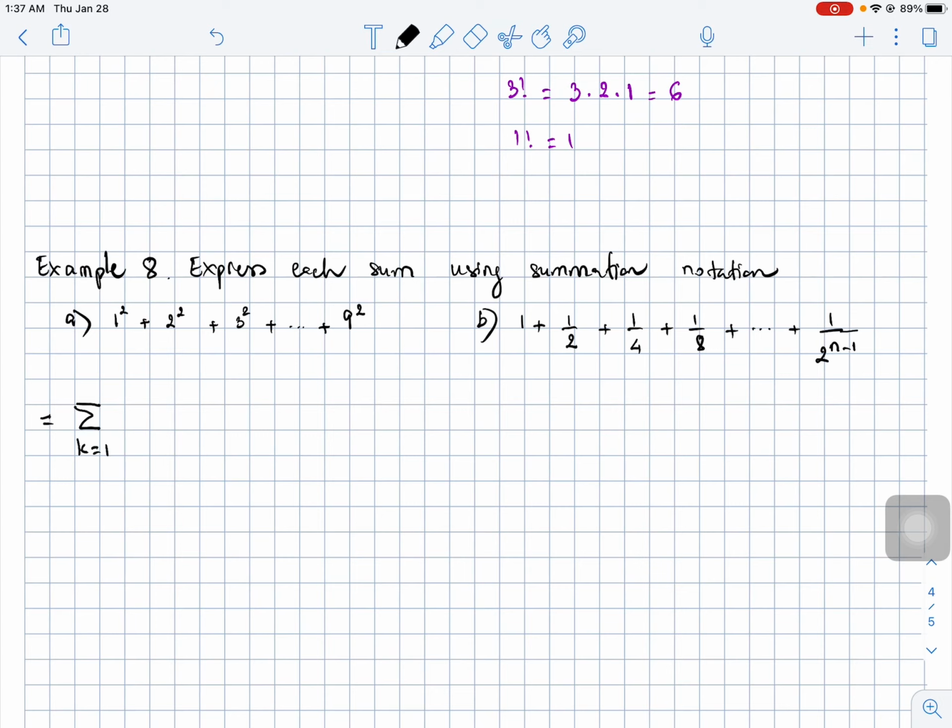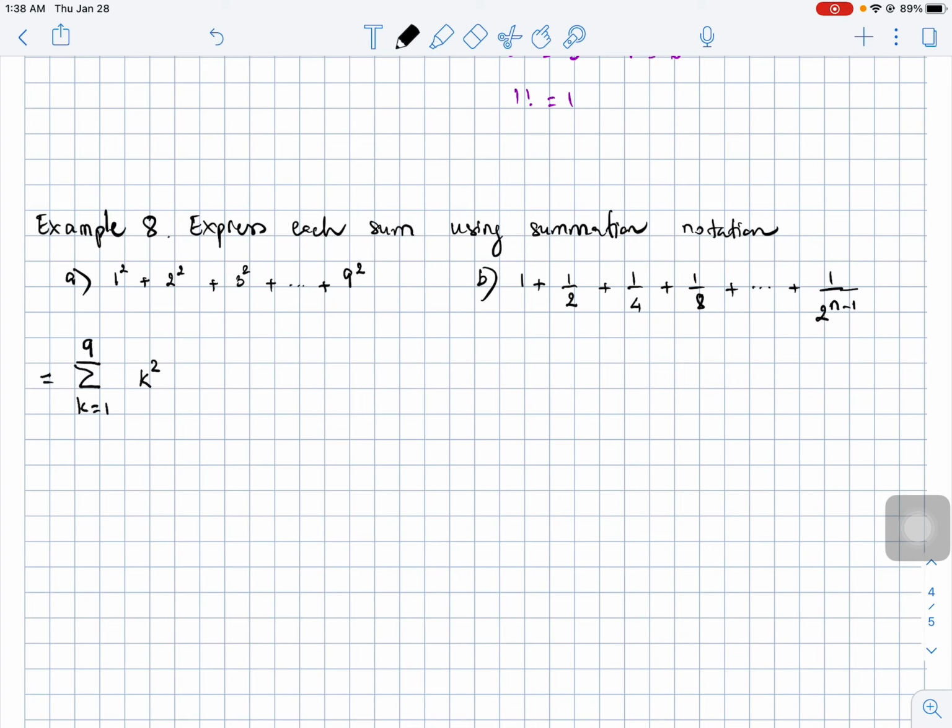You notice that in each number you have two parts, the base and the exponent. You see the exponent 2 stays the same, and the base is changing. So the base will be the variable k, and we have k squared. The exponent 2 is a constant, so we keep it like that. And then k goes from 1 until you see right here a 9. So the k begins from 1 and ends at 9.